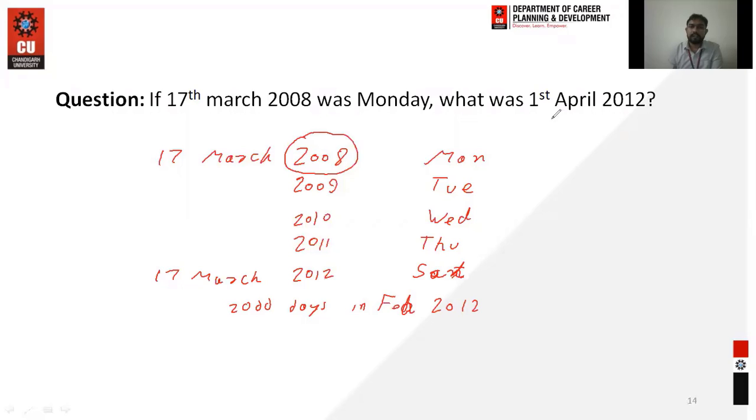But my question is asking about 1st April 2020. Means still there are 15 days in between. 15 days means one odd day. So my answer will be Saturday plus one day, that will give me Sunday. My answer will be Sunday.